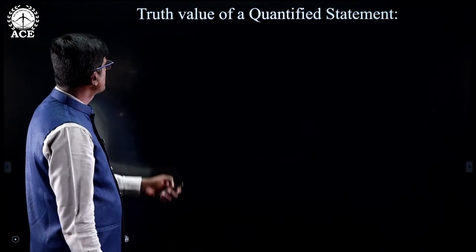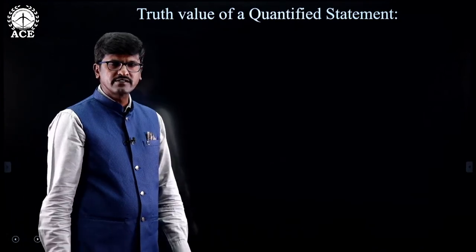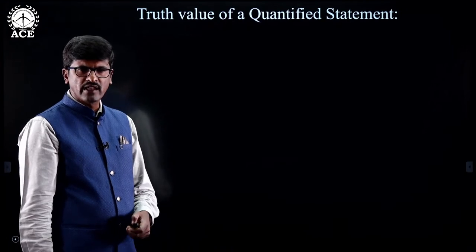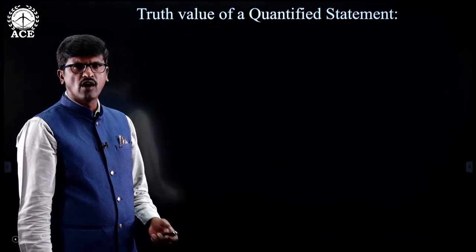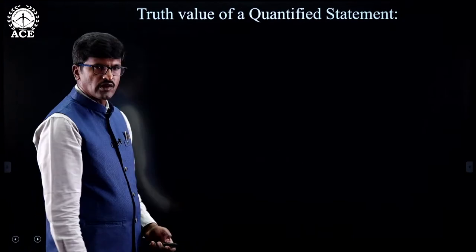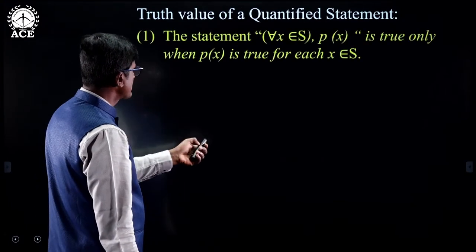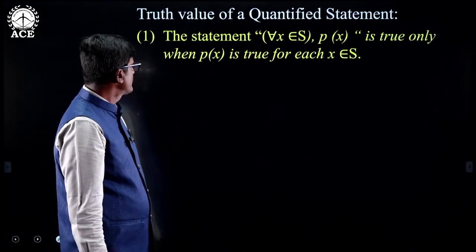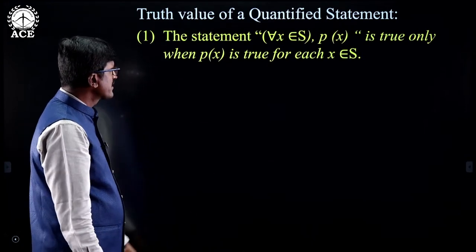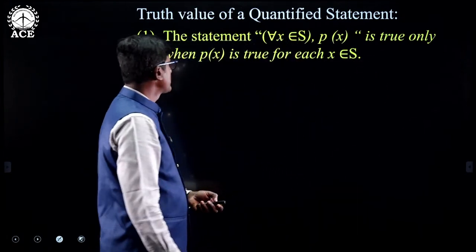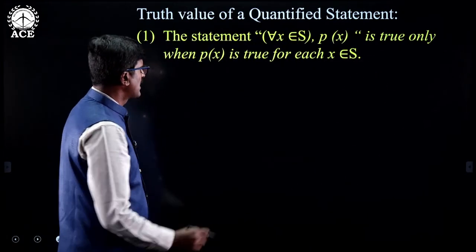So now we'll discuss the truth values of quantified statements. Like a statement, every quantified statement will have a truth value, either true or false. We'll see all the truth values of the quantified statements. The first one is a statement. What is a statement? The statement for all x belongs to S, P of x is true only when P of x is true for every x belongs to S.